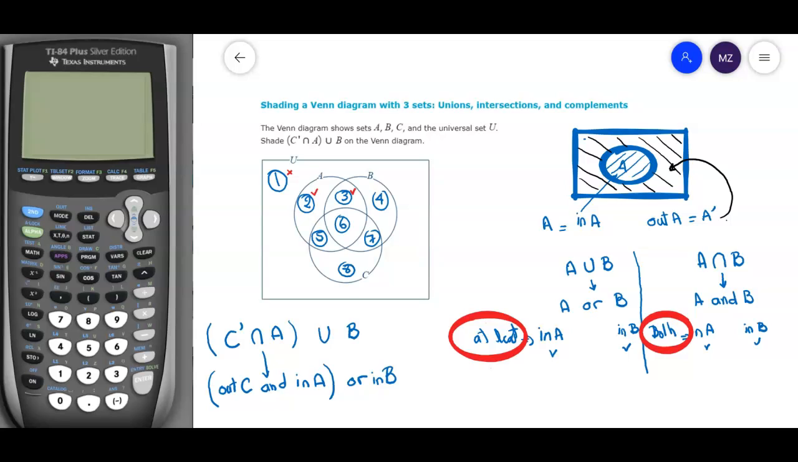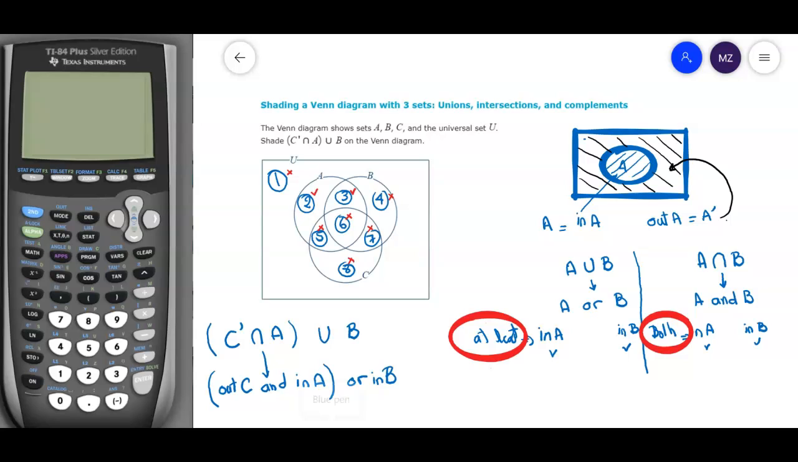For number 4, am I out of C? Yes. Am I in A? No, I don't take it. For 5, am I out of C? No, so I don't take it. If one of them is wrong with the and, I don't take it. 6, am I out of C? No, I don't take it, so it's wrong. The same thing for 7 and 8, I'm not out of C, so I'm not taking them. So this is the first statement done.